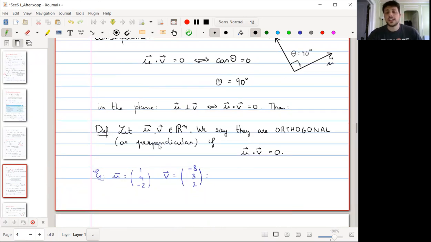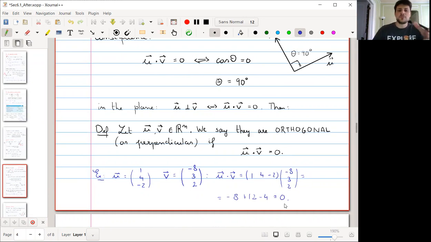We say that two vectors in any dimensional space, in Rn, are orthogonal or perpendicular to one another if their dot product is equal to 0. Here's a little example of a couple of vectors that will turn out to be perpendicular. If I dot them with one another, that's the same as doing the multiplication 1, 4, minus 2 times minus 8, 3, 2. And when I compute this, I get negative 8 plus 12 minus 4, and that's a 0. Orthogonal vectors. We don't know exactly how they look, but they will make a right angle somewhere in three-dimensional space.